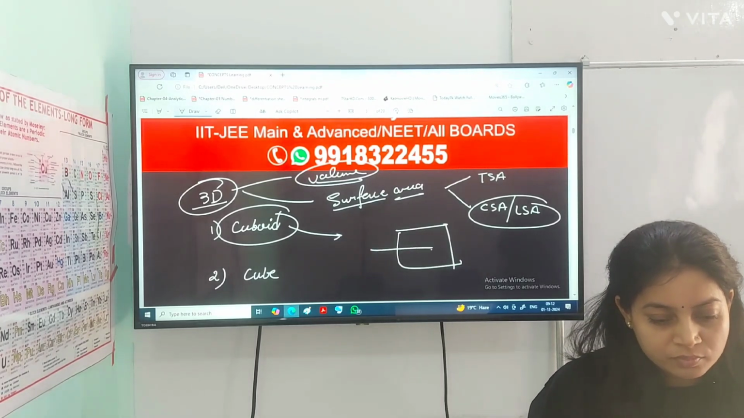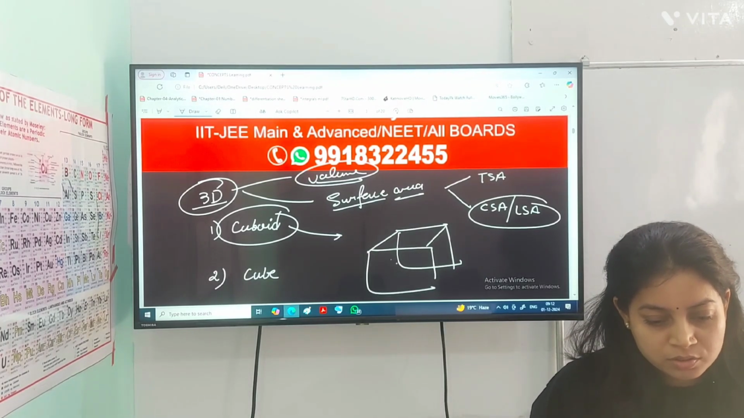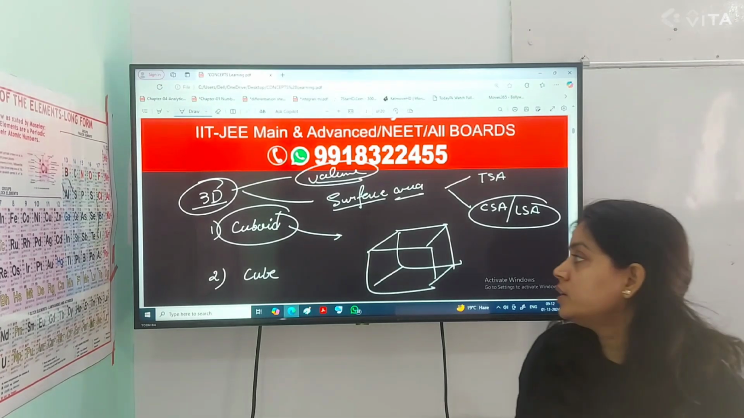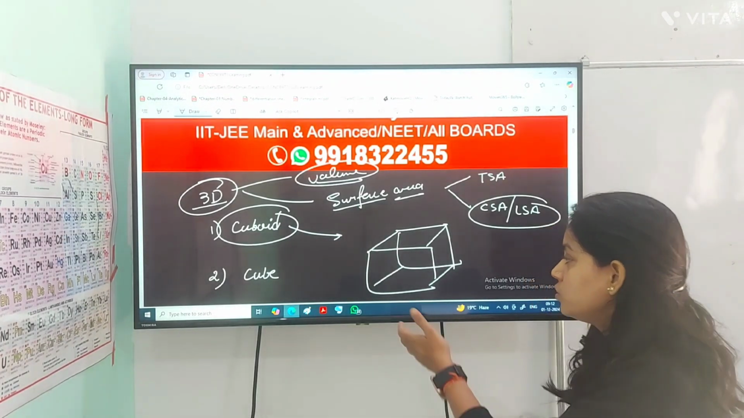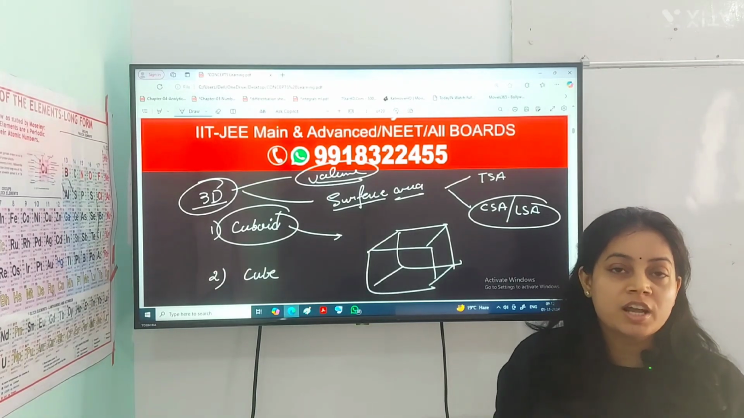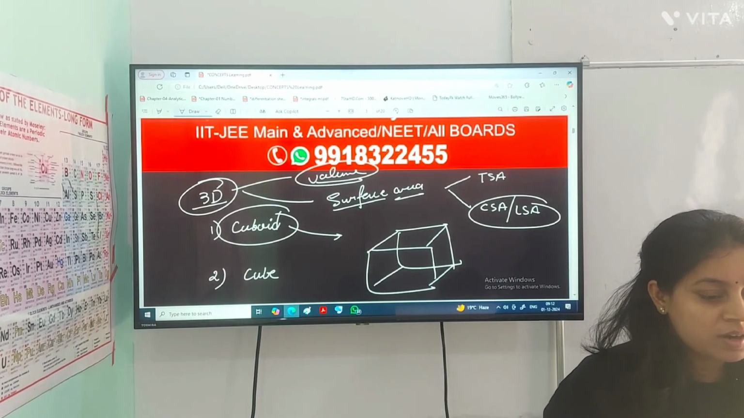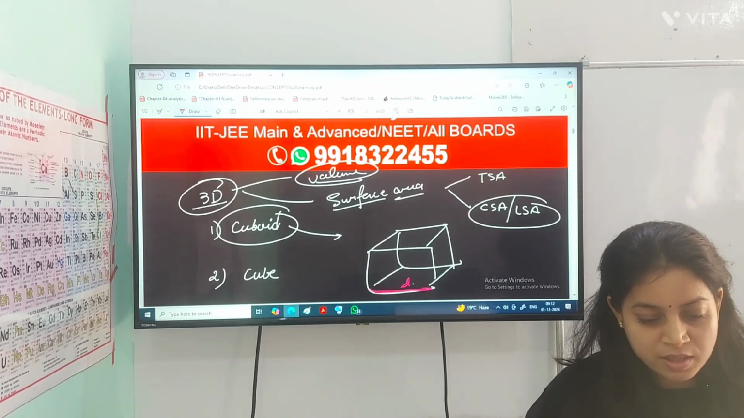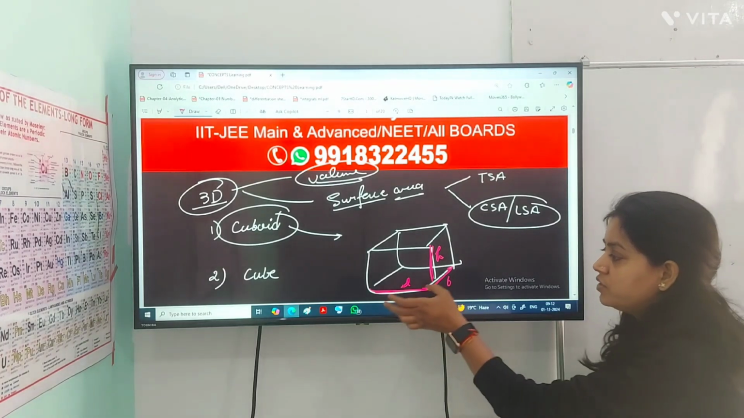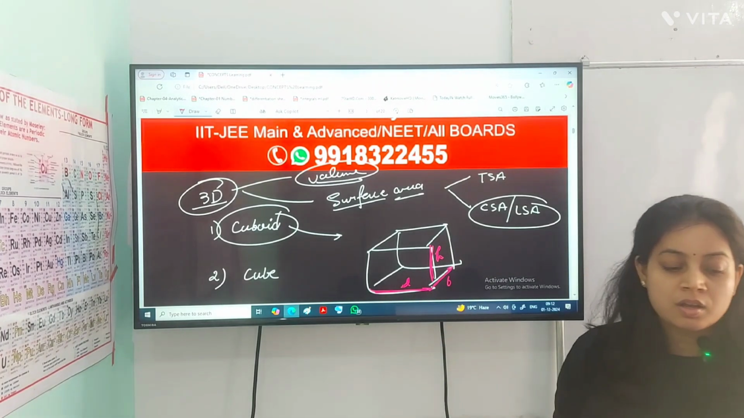Cuboid we all know. This is the cuboid. Simply, I can say the room in which you are watching this video is also a cuboid. It has 3 dimensions. 3 dimensions means it will have length, breadth and height. So if I take this as length, this as breadth, then definitely this side is the height.